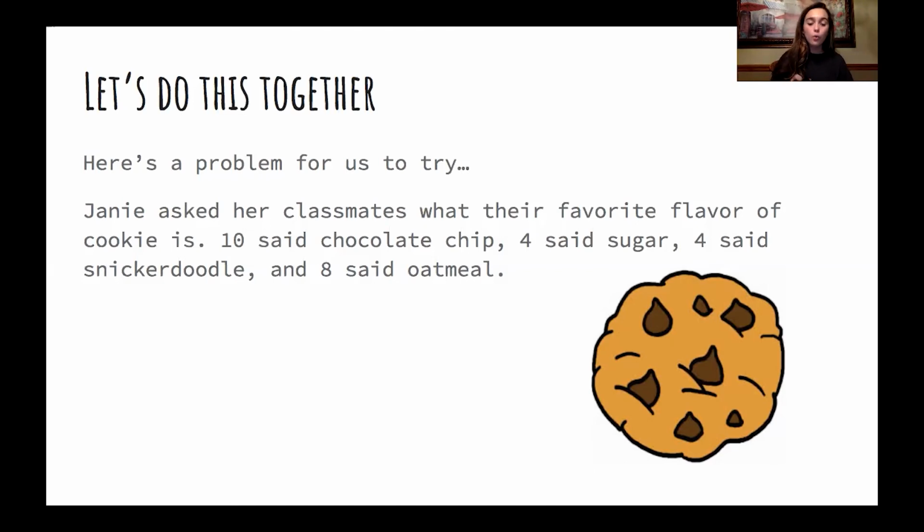Now, what about our oatmeal? How many friends said that they like oatmeal cookies the best? 8. All right, what is our next step? We need to find that 8. Let's look up here. Oh, I see the 8. I'm going to run my finger over the oatmeal, and I'm going to write that. Perfect. Draw our bar down and color that in.